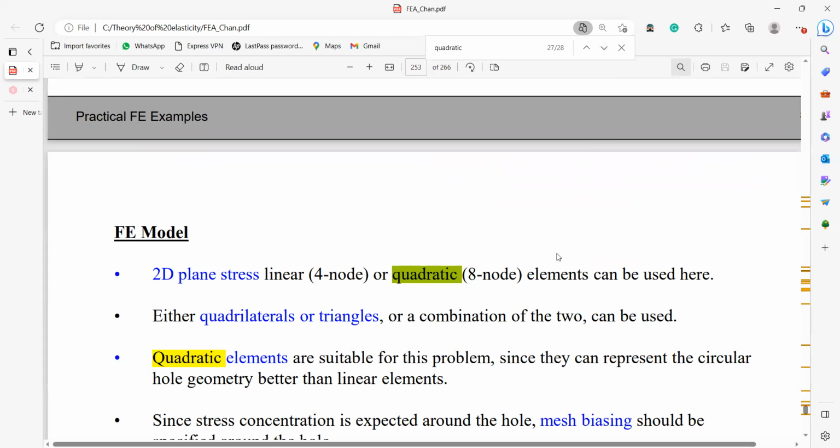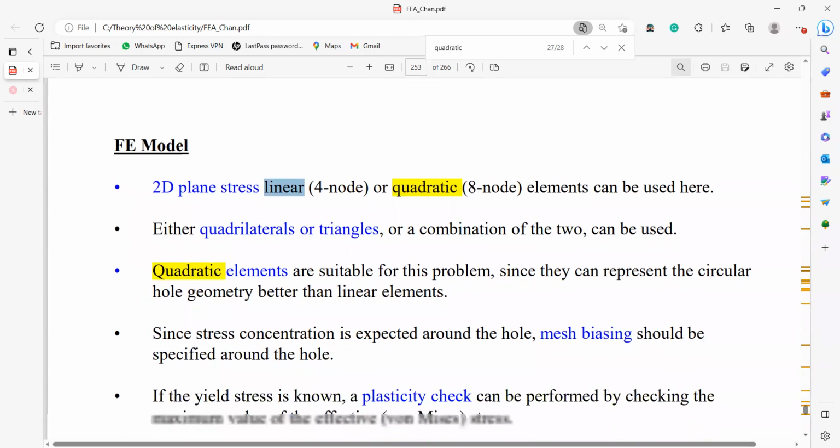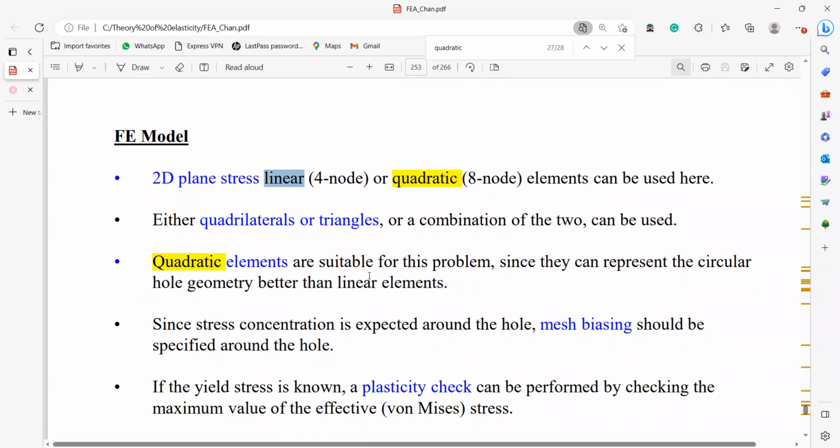So now you have 2 options. You can use just a 4-node element, or linear is just 4 nodes, whereas quadratic, you get 8 nodes. It's the double of it. So which one is greater? It's quadratic, which is always the higher. For this particular problem, what kind of problem is it? Oh, okay, it's a circular hole geometry. So for circular hole geometry, definitely this quadratic is good because it captures the profiles very well, and it is definitely better than linear elements.